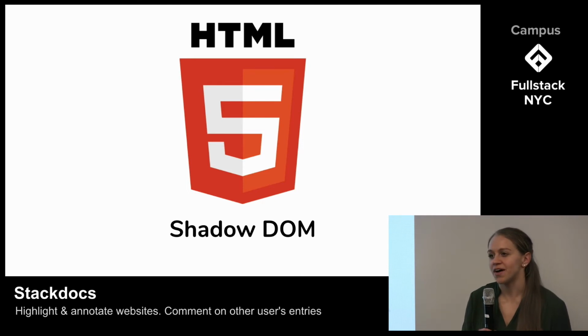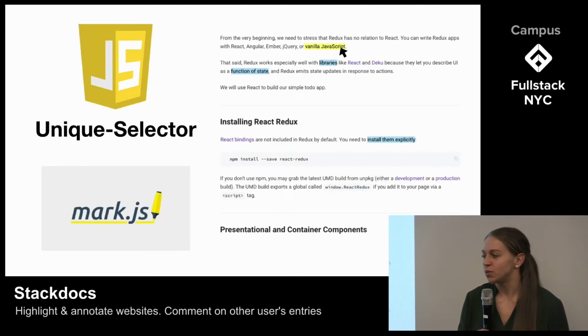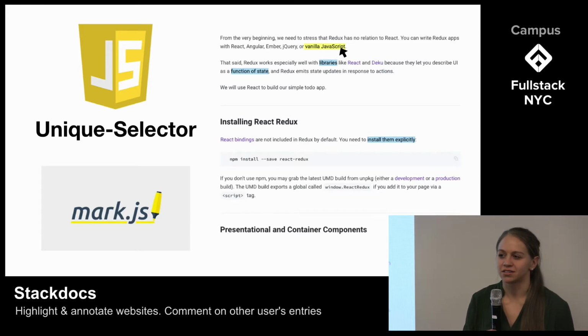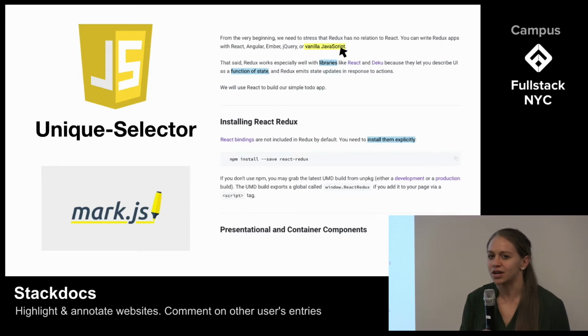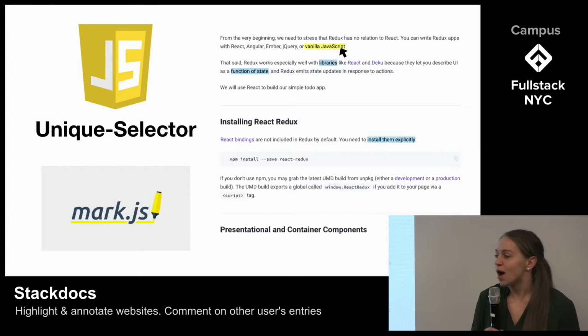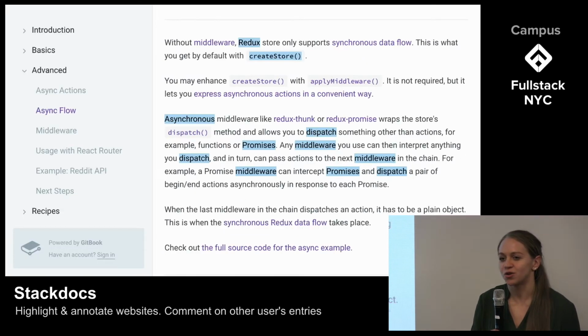In order to implement the highlighting feature of our extension, we use two JavaScript libraries called Unique Selector and Mark.js. Unique Selector allows us to take selected text from the page and create a unique CSS selector for it to store in our database. That way, when a user visits a page that has already been highlighted, we can take the exact location for them and render them on the page.